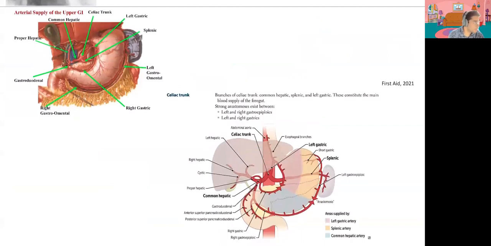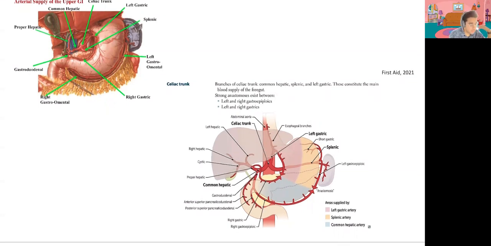Arterial blood supply. Okay, you guys just have to remember celiac trunk. That is the main component, and everything that comes for the foregut basically branches off of the celiac trunk. So what are the things that they like to ask you guys about? They like to ask you about the celiac trunk. They like to ask you about the left gastric because it is a direct branch that goes up for the esophageal branch as well.